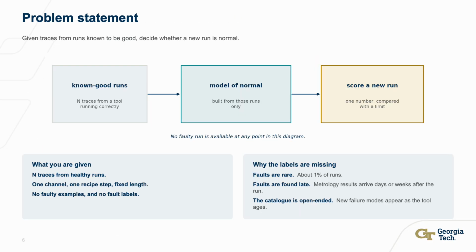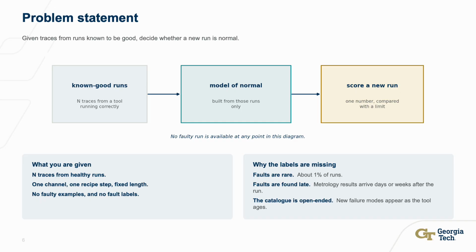Here is the problem in the form we will actually solve it. You are given a set of traces from runs that are known to be good. One channel, one recipe step, all the same length. From those you build a model of what normal looks like. And then a new run arrives and you produce one number, and you compare the number against a limit.